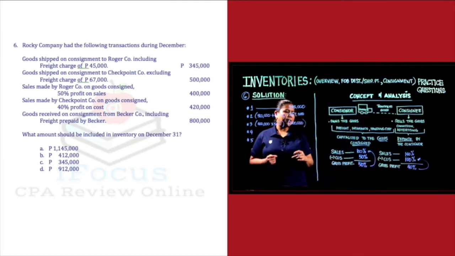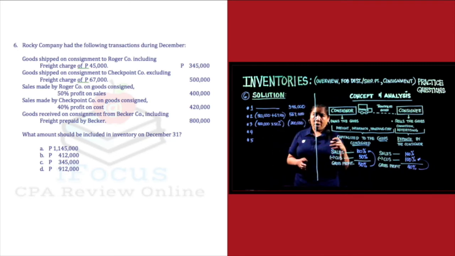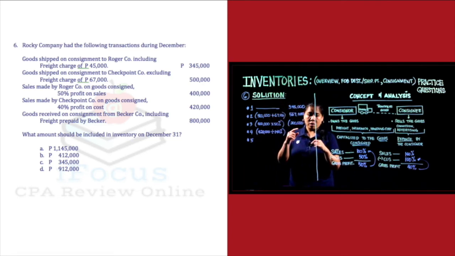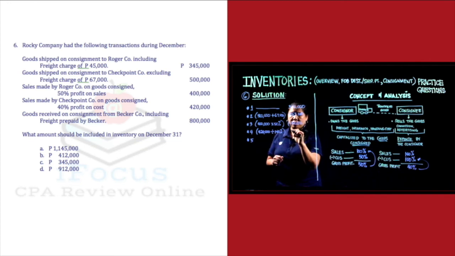So, ang kailangan lang natin is yung cost of sales. Alright? Yun ang i-minus natin sa ating inventory. So, item number 4 is 420,000 is your sales, which represents 140%. Para makuha natin yung 100%, i-divide po natin. Alright? Yan po ang ating cost of sales, 100%, which is 300,000.